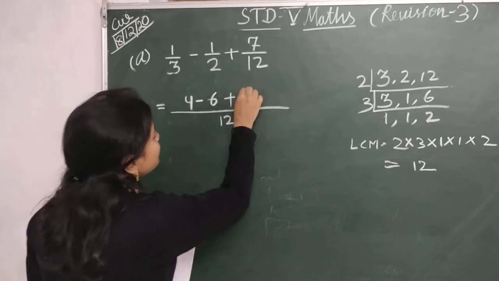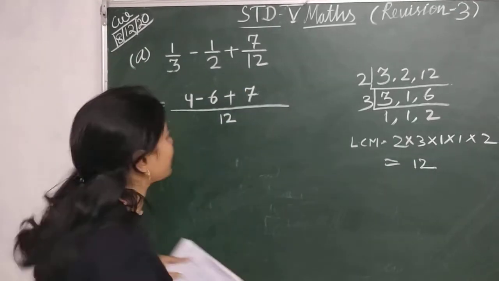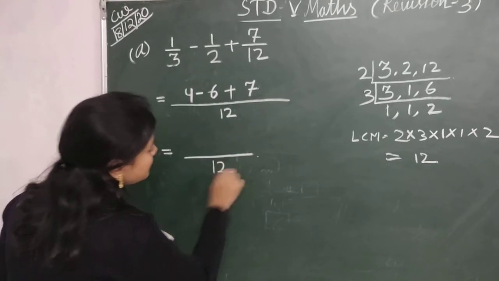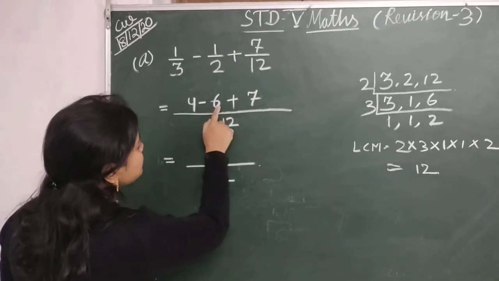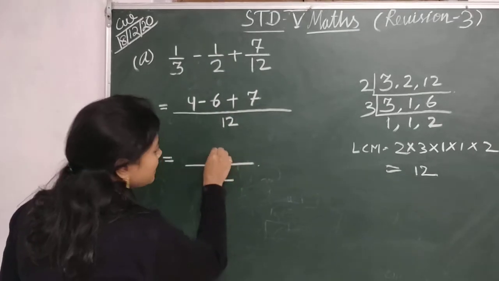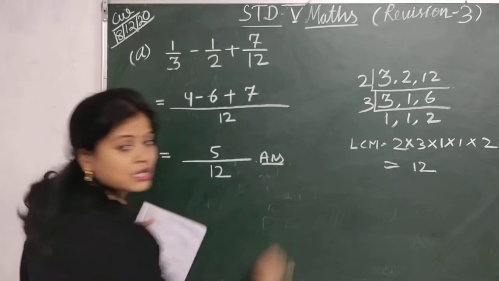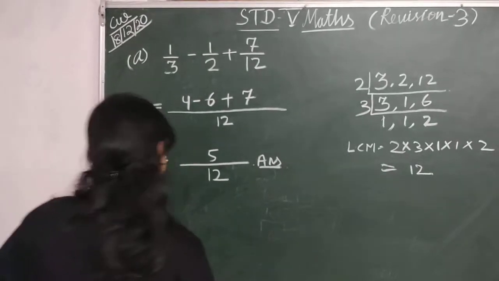Plus here 12, so I will simply write here 7. Okay. Then in the denominator here 12. Then 4 minus 6 plus 7 is 5, children. Okay. So your answer is here 5 by 12.